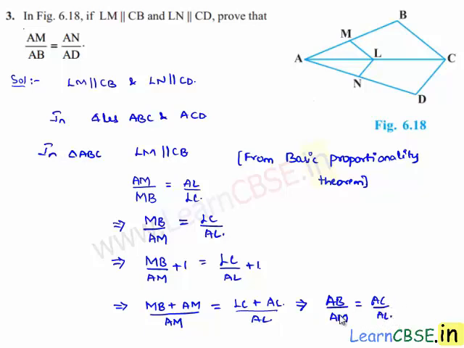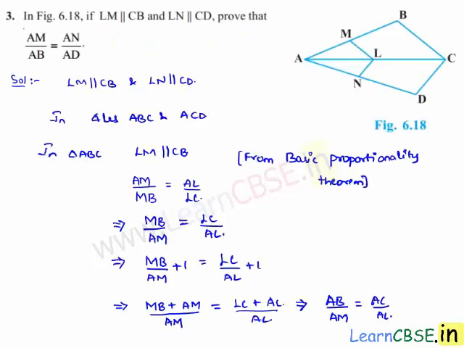Let us rearrange the terms and we can write the expression as AM by AB is equal to AL by AC. So let it be equation number 1.